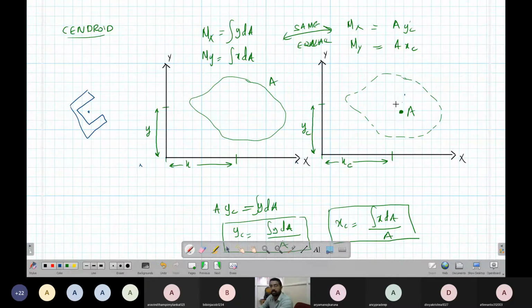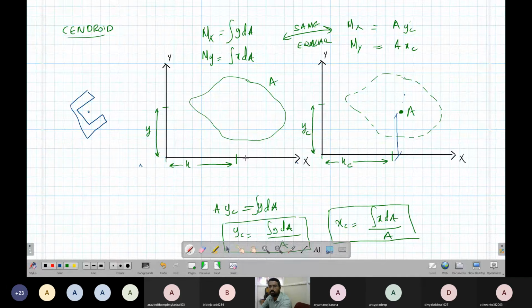Even after doing that, the moment of the entire area about this axis is the same as the moment of that point about this axis, provided this point is assumed to have the area A. The moment of the body about this axis is the same as the moment of area of this point about this axis. This is the centroid definition.